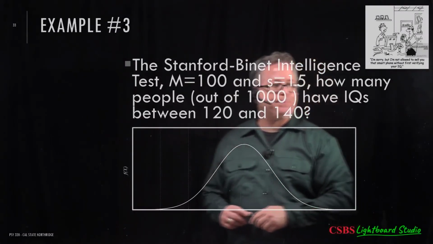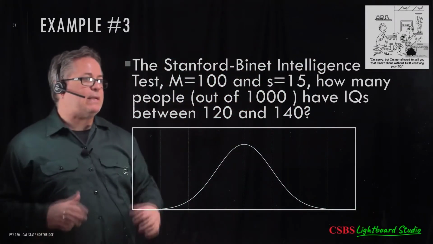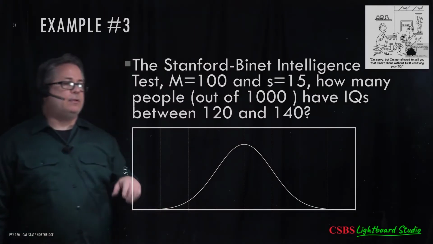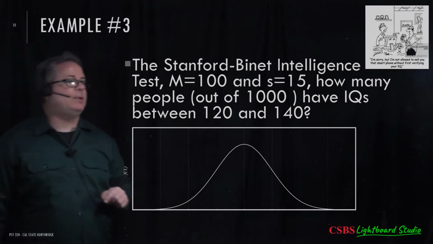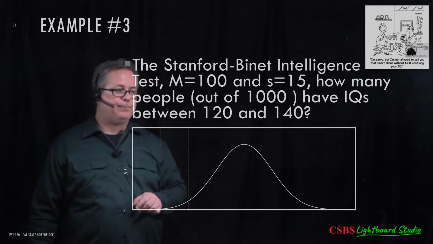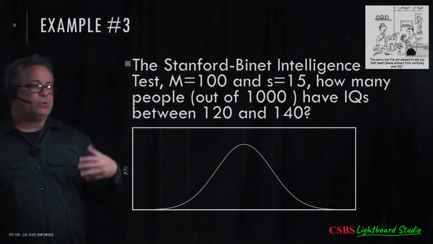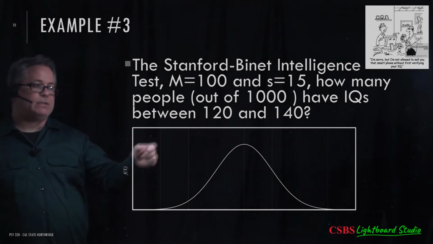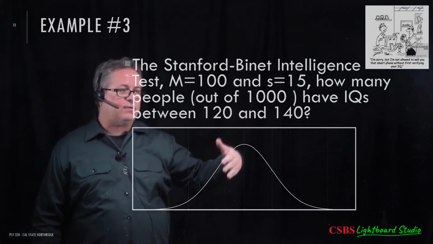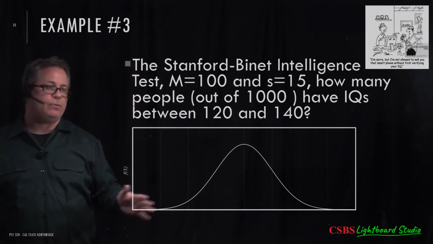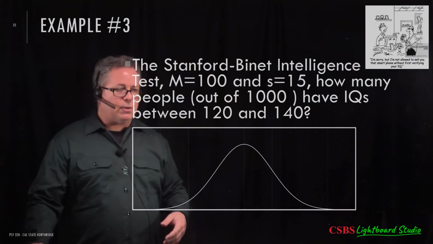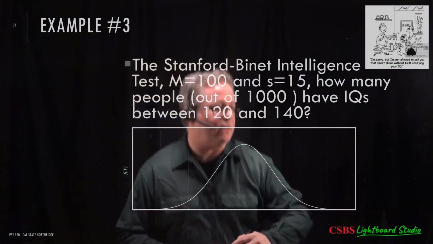Let's do another one. Let's say the Stanford-Binet intelligence test has a mean of 100, standard deviation of 15. This gets a little tricky now. It's asking how many people out of 1,000 would have IQs between 120 and 140. Since the mean is 100, both 120 and 140 are on the same side, the positive side of the mean, so they're both related to positive z-scores. So let's figure this out.